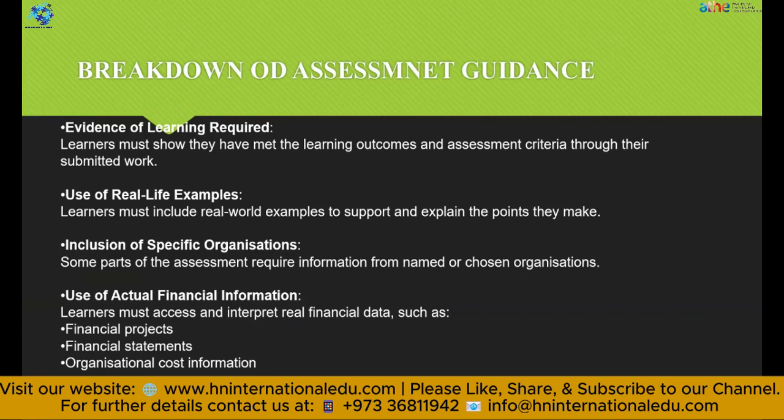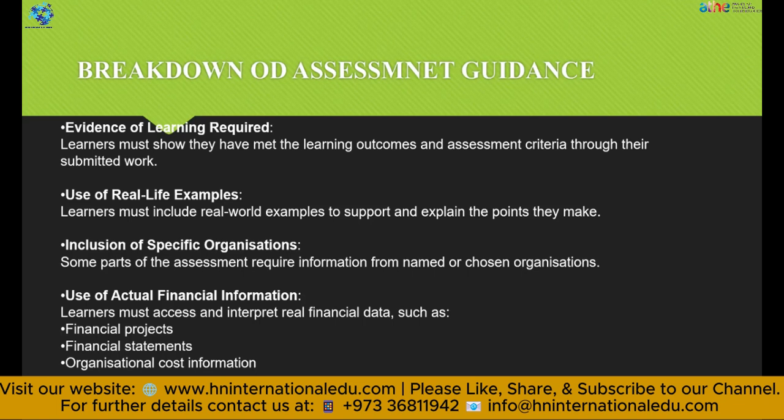This is the breakdown of assessment guidance. Simply in this course, we have to focus on the learning outcomes and assessment criteria throughout the assignment brief. Then we need to use real life examples. And again, the constraint is that we need to stick to only small and medium enterprises. Then some parts of the assessment require information from the named or chosen organization. Again, it is going to be an SME. Where you feel like you can give a general example, go ahead with it.